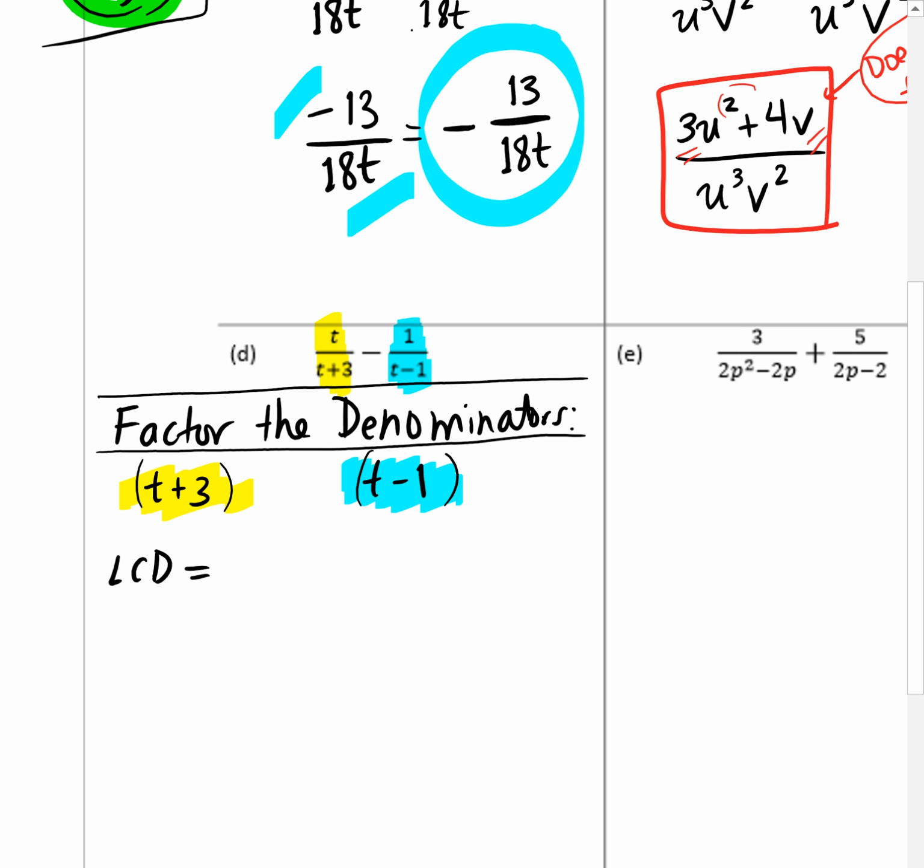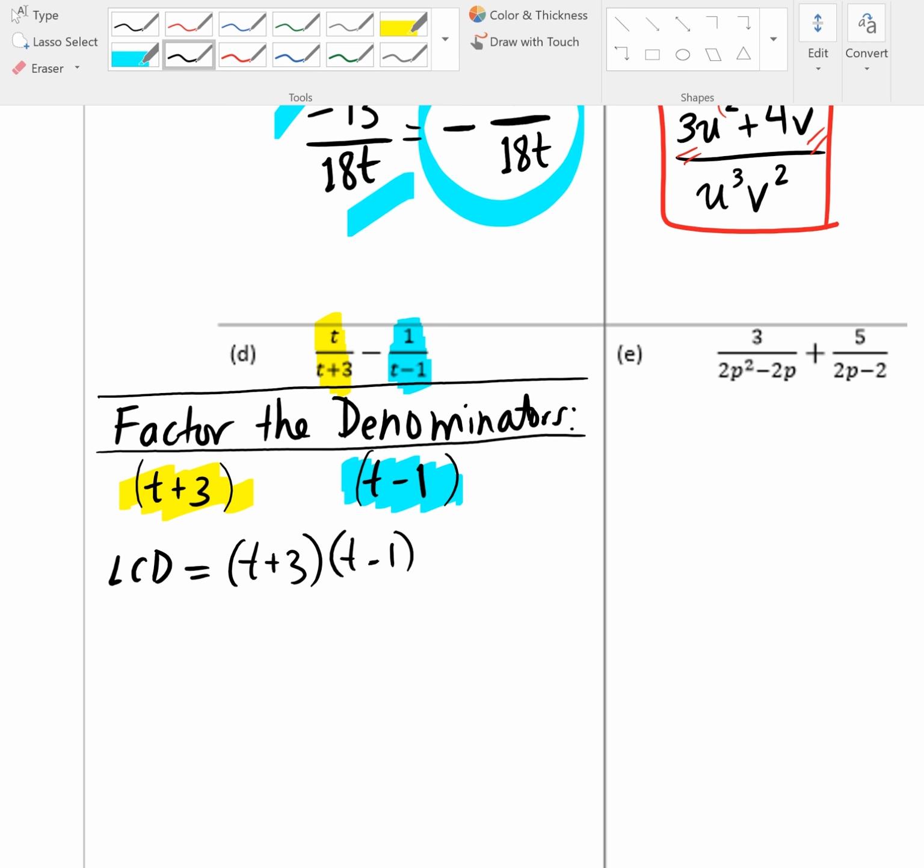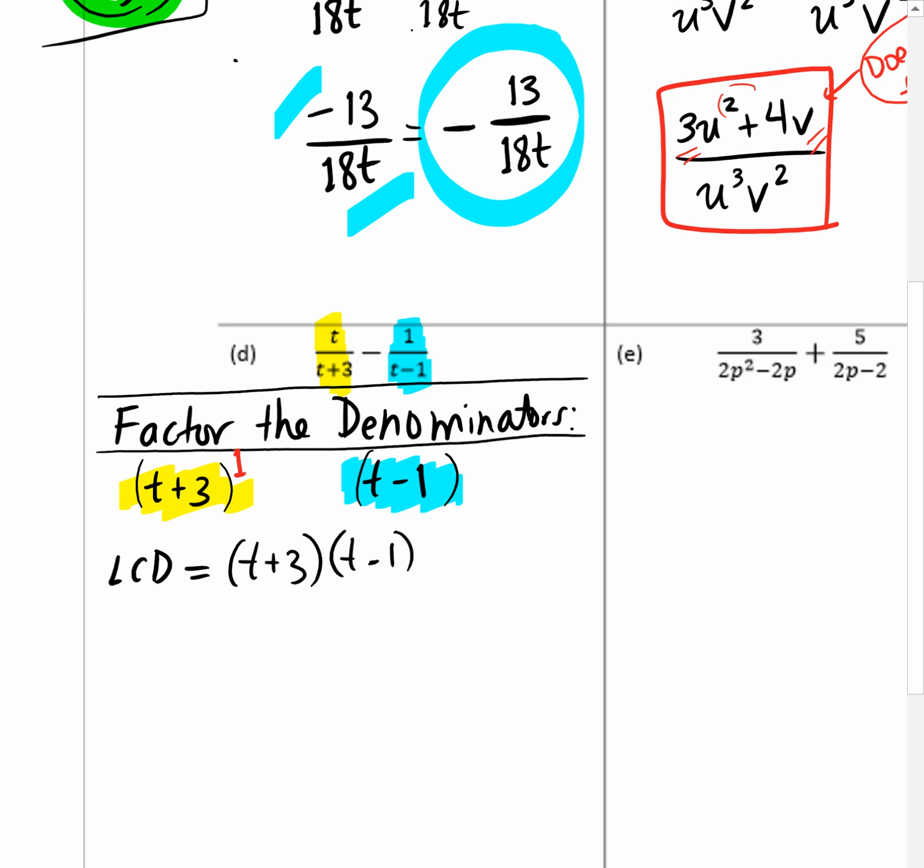Now remember, your least common denominator should have each factor you see. I see a t plus 3, I see a t minus 1. And then you ask yourself, how many are there? This guy has one of the t plus 3s. This guy has none. What's larger, 1 or 0? It would be 1. And for the t minus 1s, the first one has none, the second guy has 1. The larger of those is 1. So I just need one of each. I need a t plus 3 and a t minus 1. So there's my least common denominator.